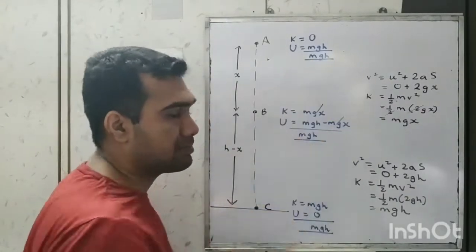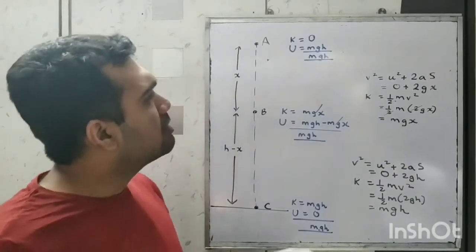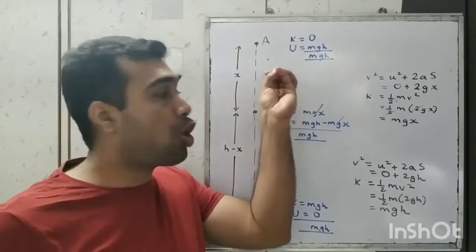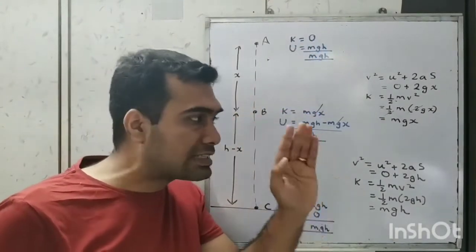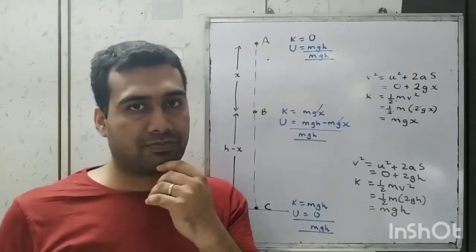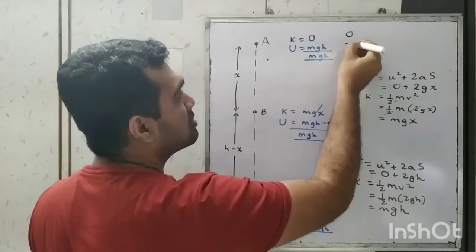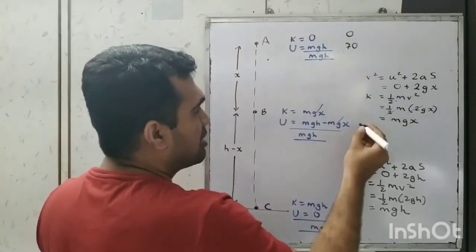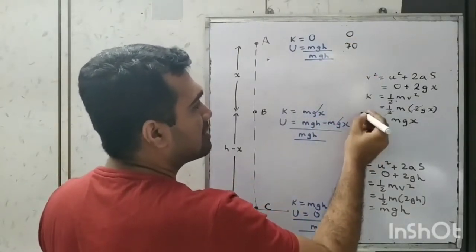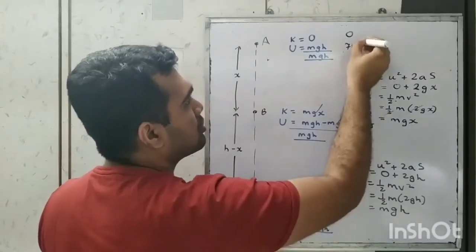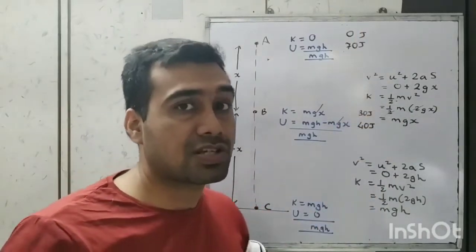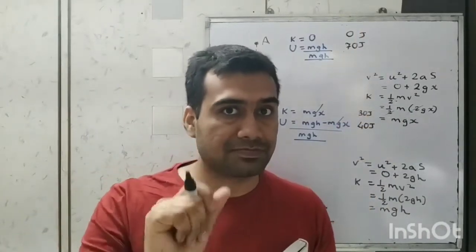It is the same. In fact, the potential energy which was lost is actually getting converted into kinetic energy. So if the kinetic energy here was 0 and potential energy was, let's say, 70 joules, and here if the potential energy is 40 joules, that means the kinetic energy is 30 joules. So the total is always a constant. Here we are assuming that there is no loss of energy.